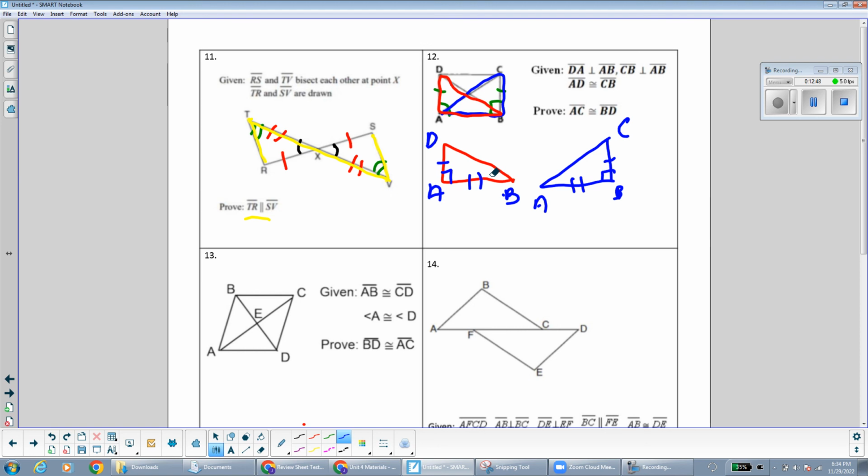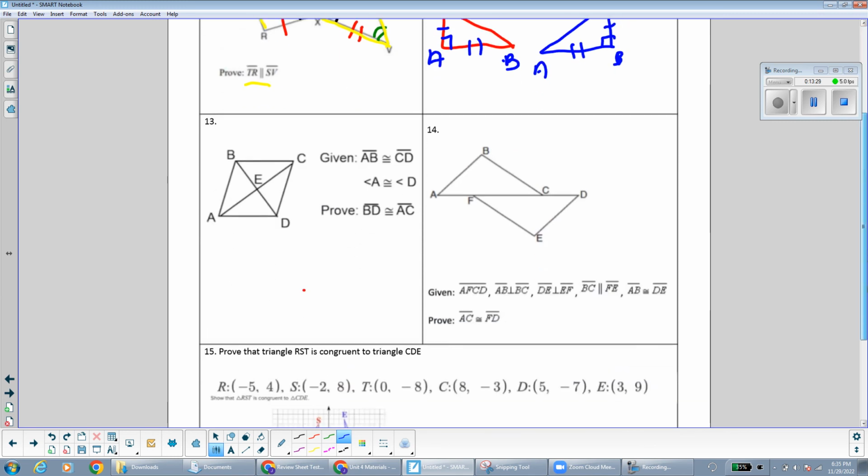So in your proof, what you would need after your givens is you need to say angle DAB and angle CBA are right angles. Your reason for that is perpendicular lines form right angles. Then you need to say that angle DAB is congruent to angle CBA. And your reason for that is all right angles are congruent. Then you can say AB is congruent to AB, and that's by the reflexive property. Then triangle DAB is congruent to triangle CBA by SAS. And then finally, AC is congruent to BD by CPCTC.